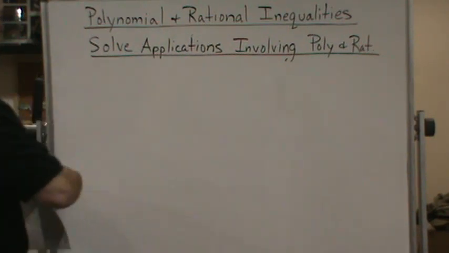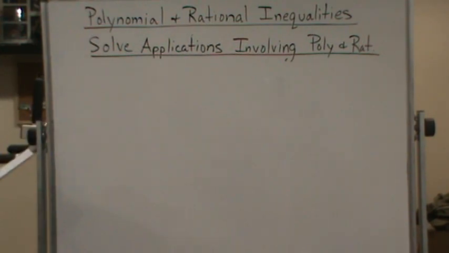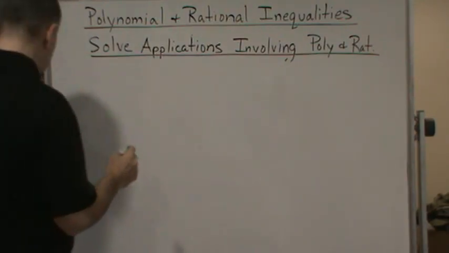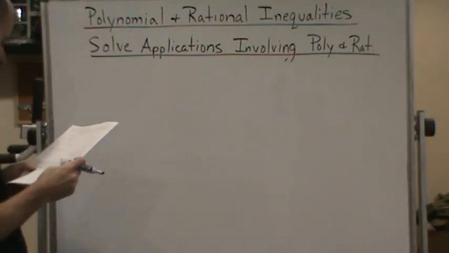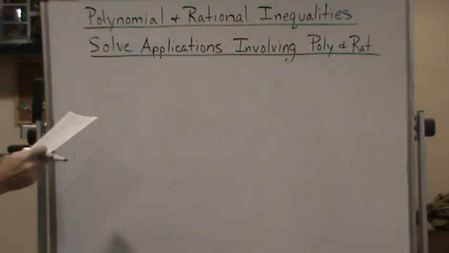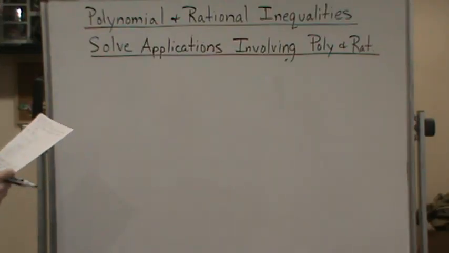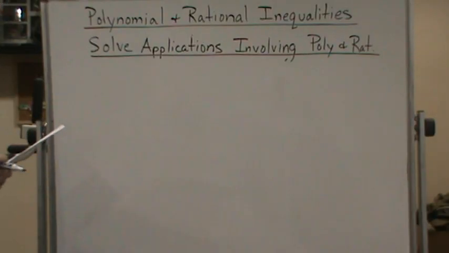Okay, let's start solving some application problems involving polynomial and rational inequalities. The first one I'm going to read to you says: a toy rocket is shot straight up from a launch pad 1 foot above ground level, with initial speed of 64 feet per second. Part A says write a model to express vertical position S of t seconds after launch.